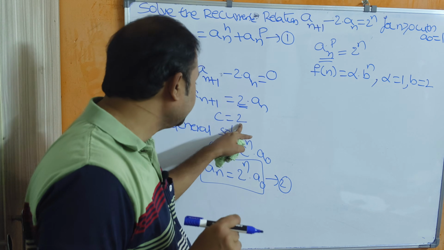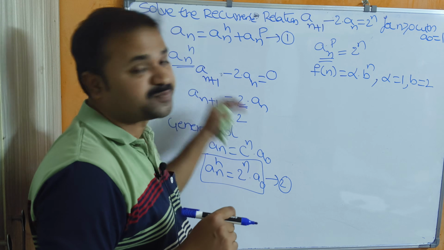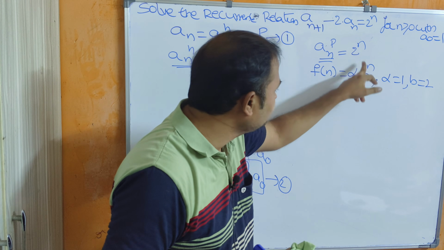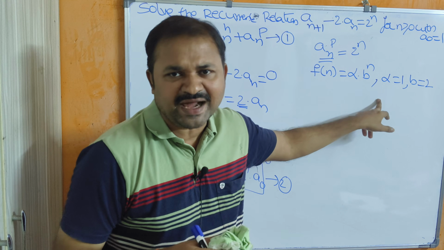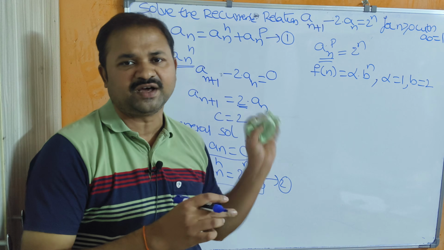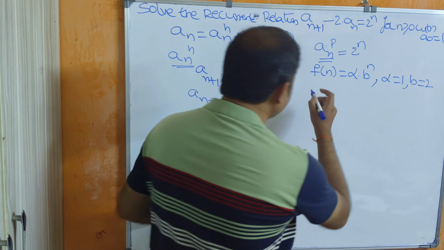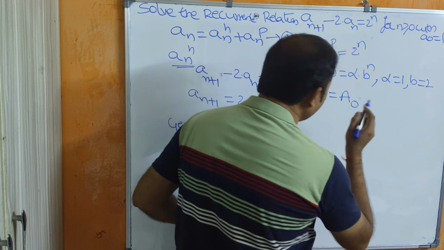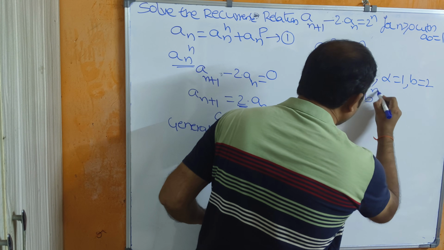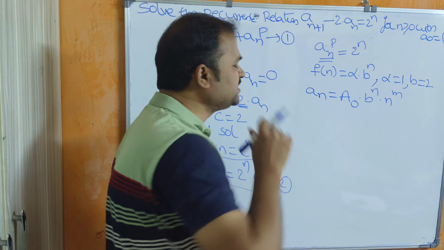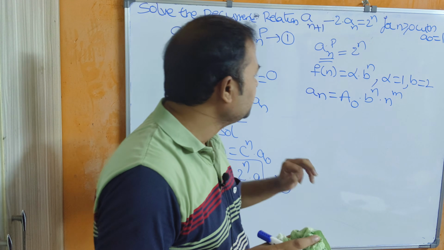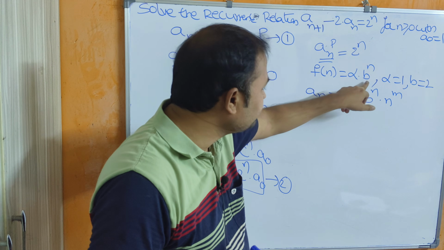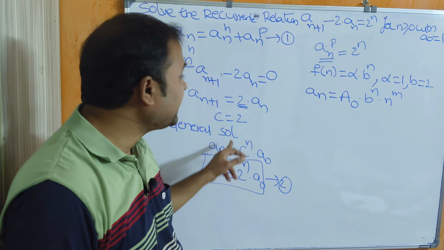This 2 is nothing but a part of the characteristic roots of this problem. Here, what is the characteristic root of this problem? 2. Here b is nothing but 2. So this 2 value is present in the characteristic root of the homogeneous solution. So now the general solution for this one is a_n = a_0 · b^n · n^m. We have to use this formula when the b value is a part of the characteristic root.